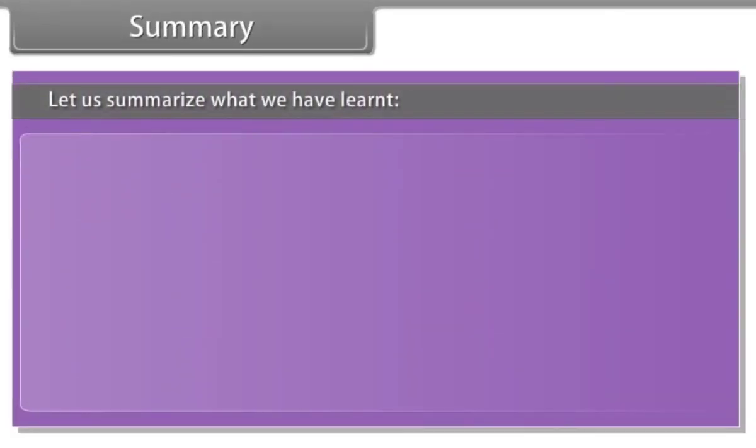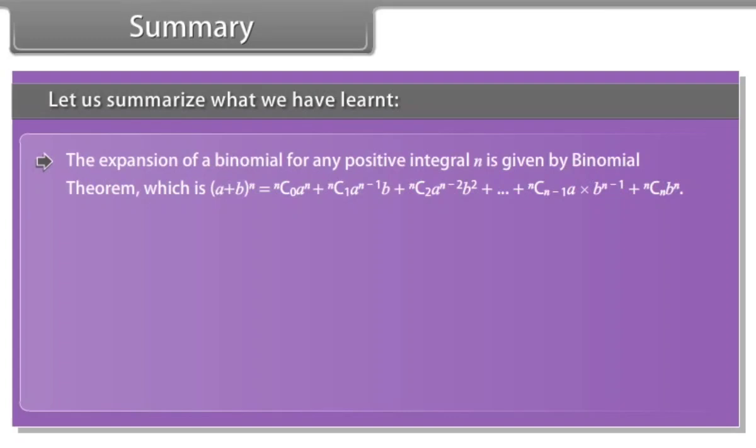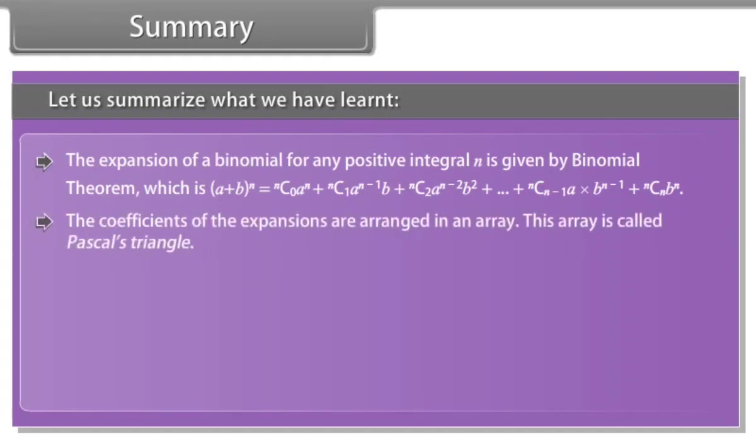Summary. Let us summarize what we have learned. The expansion of a binomial for any positive integral index is given by the binomial theorem. The coefficients of the expansions are arranged in an array. This array is called Pascal's triangle. The general term of an expansion.